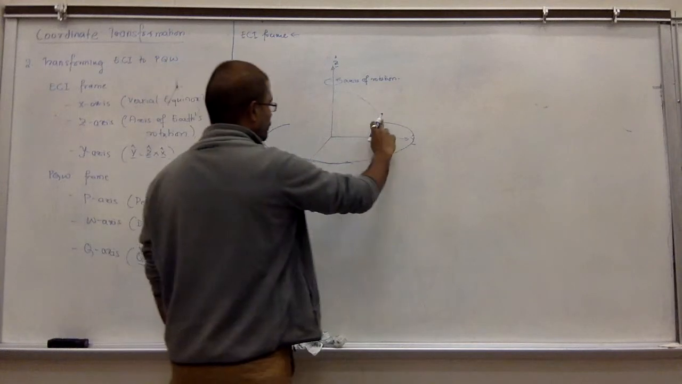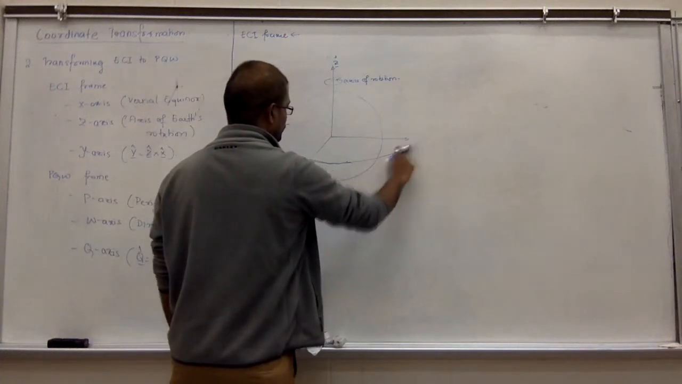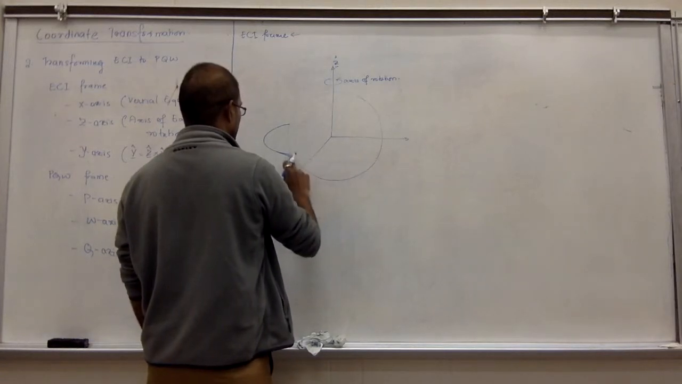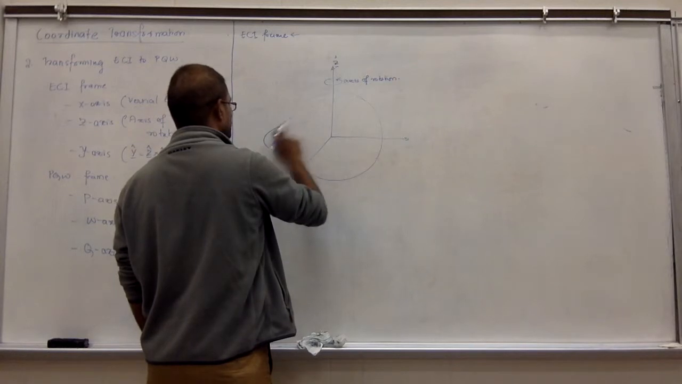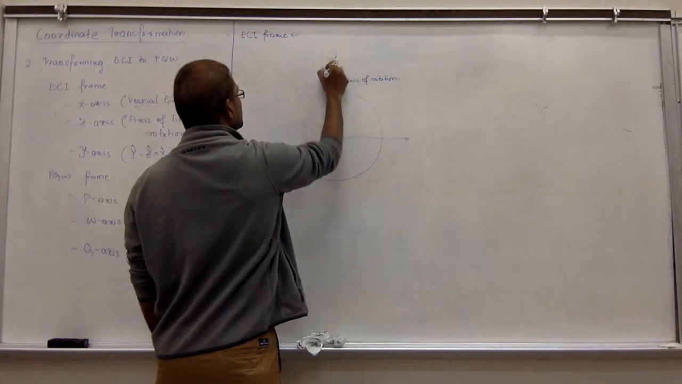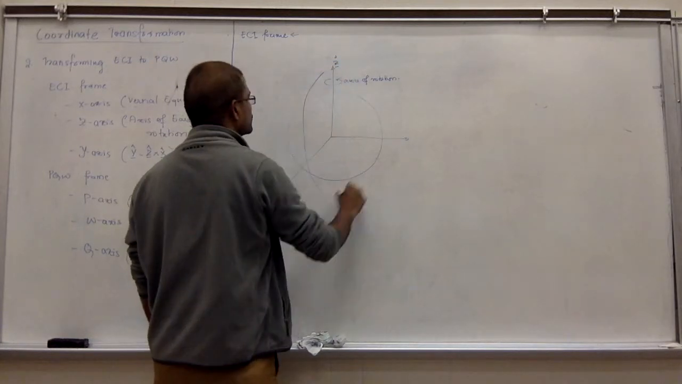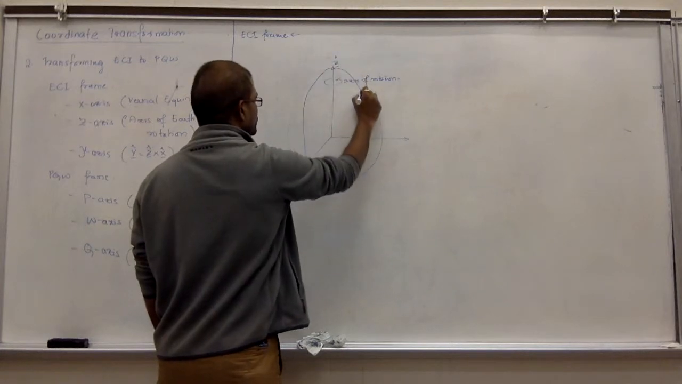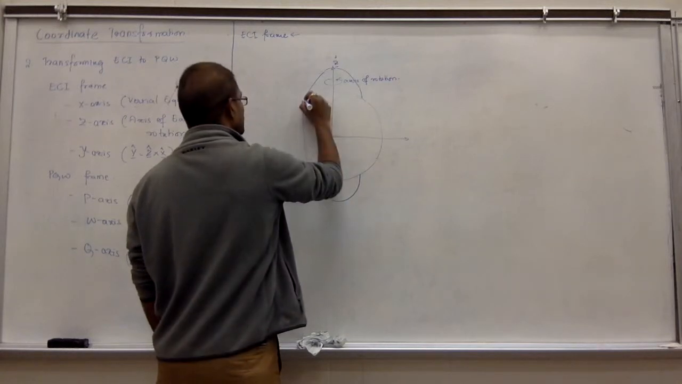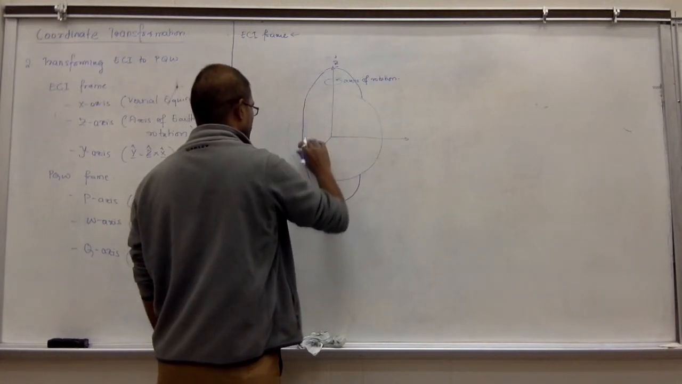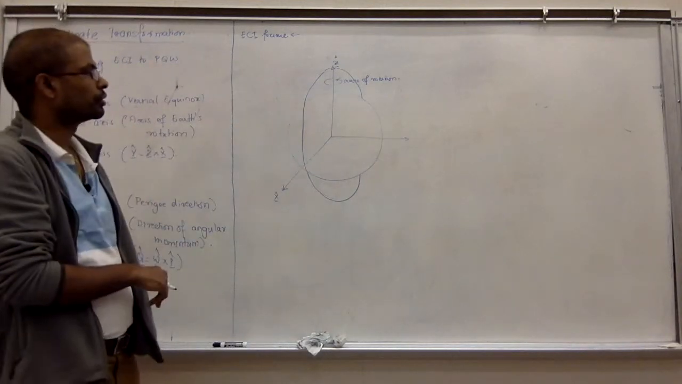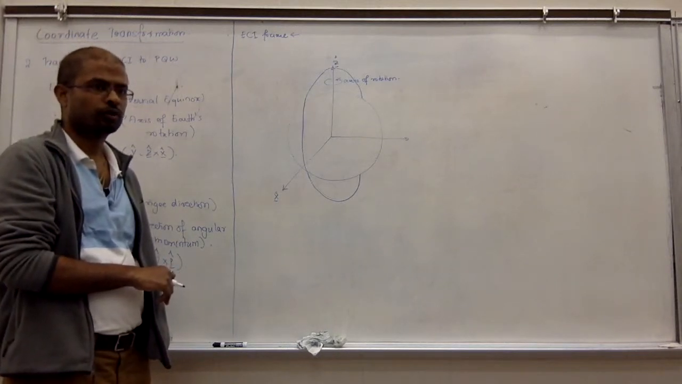Now let's look at a polar orbit. So what is a polar orbit? This is a polar orbit. A polar orbit is an orbiting body which crosses the poles.